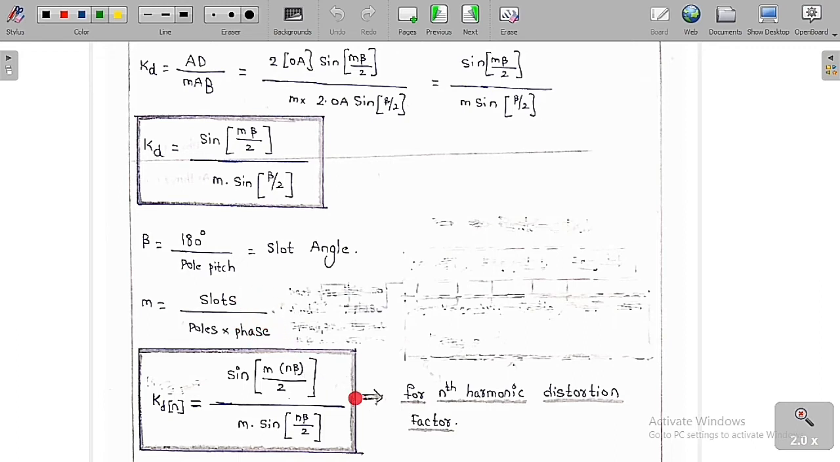But now this is for the nth harmonic. So for the nth harmonic, what is the distribution factor? This is not the distortion factor. This is called the distribution factor. It has to be the nth harmonic distribution factor. So just replace beta by n beta. Whereas in the pitch factor, we replaced alpha by n alpha. Here we have to replace beta by n beta, and everything else is the same. If you replace beta by n beta, you are going to get the nth harmonic distribution factor.